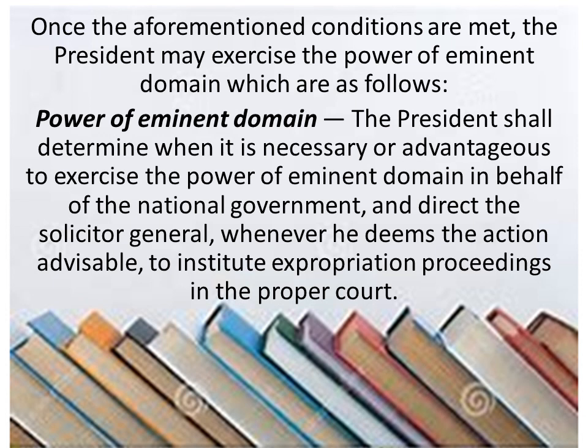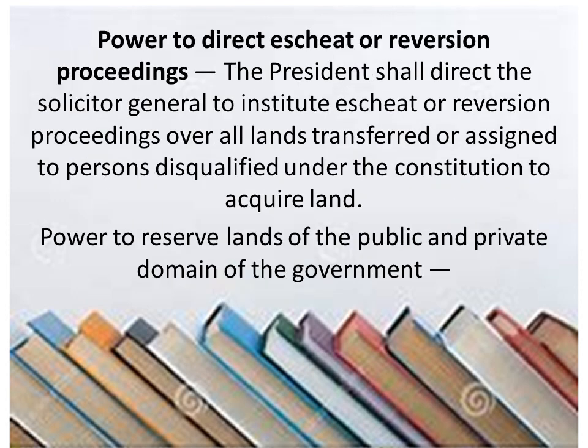Once the aforementioned conditions are met, the President may exercise the power of eminent domain, which are as follows. Power of eminent domain: the President shall determine when it is necessary or advantageous to exercise the power of eminent domain in behalf of the national government and direct the Solicitor General, whenever he deems the action advisable, to institute expropriation proceedings in the proper court. Power to direct escheat or reversion proceedings: the President shall direct the Solicitor General to institute escheat or reversion proceedings over all lands transferred or assigned to persons not qualified under the Constitution to acquire land.